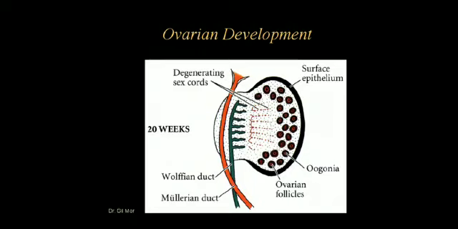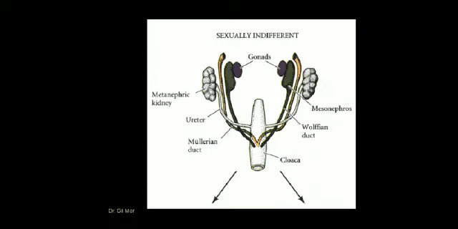Next we'll see the genital differentiation. This is the thing we should know, that is the Mullerian duct and the Wolffian duct. The Wolffian duct is responsible for the formation of the male genitalia, whereas the Mullerian duct is responsible for the formation of the genitalia in females.